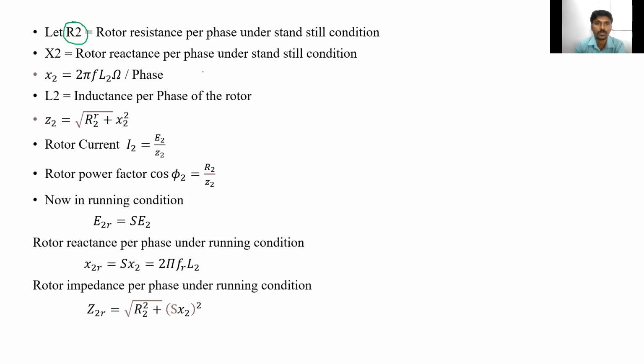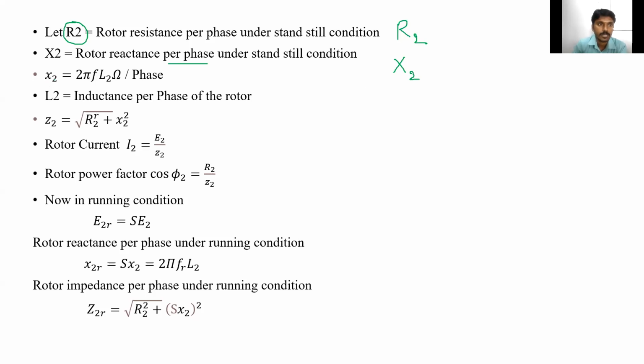So why did we take per phase here? Because this is a 3-phase induction motor, so we take the quantity of one phase. Clear? That's why we are taking the per phase values. X2 is nothing but X suffix 2, not X into 2. Here R2 is nothing but R suffix 2. So please don't get any confusion.